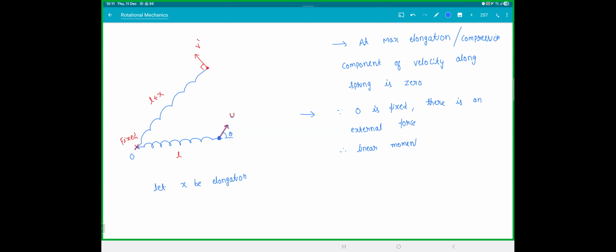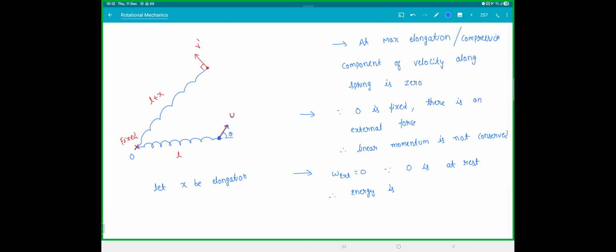Can I conserve energy? If there's an external force on the system, can I conserve energy? But there's an external force, no? Work done by external force is zero. Why? Displacement is zero. Since O is fixed, it is not moving. So you have force, but you don't have displacement. Remember work done ka definition? Force into displacement of point of application of force. So therefore, energy is conserved.